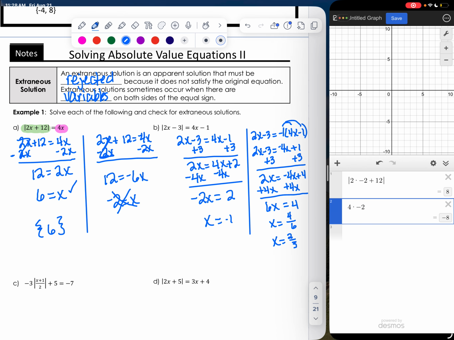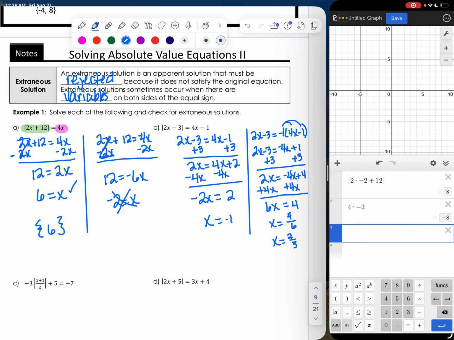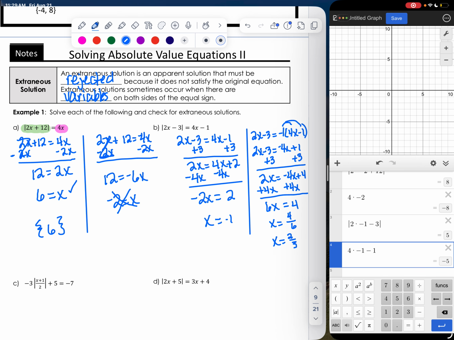All right, now I'll come over to my calculator and I'm going to check my solutions. So on the left side, we have absolute value of 2x minus 3. On the right side, we have 4x minus 1. So I'm going to take my first solution and substitute in negative 1 for the x's. So absolute value bar, 2 times negative 1 minus 3, absolute value bar. All right, on the other side, 4 times negative 1 minus 1. So 5 equals negative 5. Nope, not true. So I have to reject my first solution. It's extraneous.